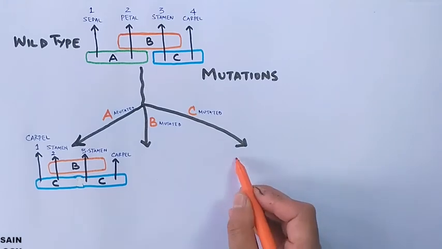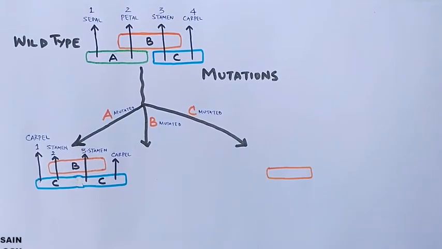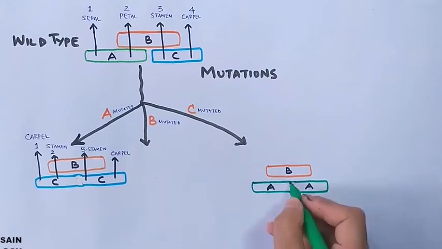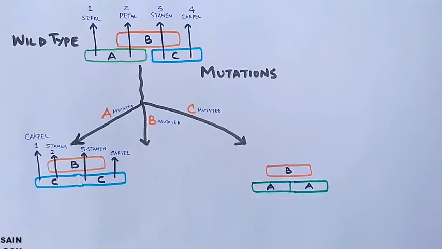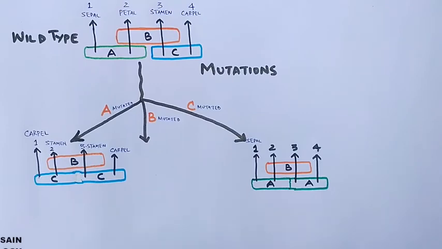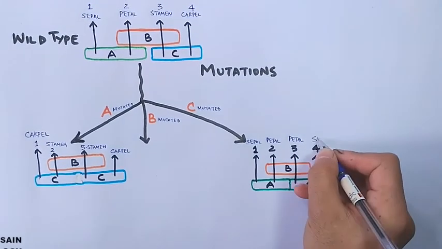Furthermore, we look into the mutation of C gene. That means here in this gene interaction diagram, the C will be suppressed and A will be expressed in place of C. So the diagram will be like this. Here the A will give us sepal, then A plus B will develop into petal. Then there is A plus B again, which also develops petal. And finally there is A gene which develops the sepal.